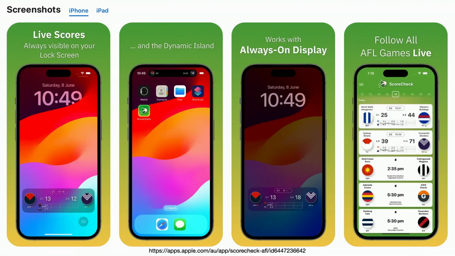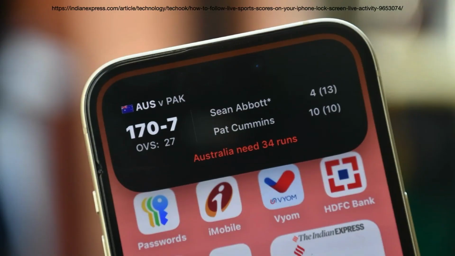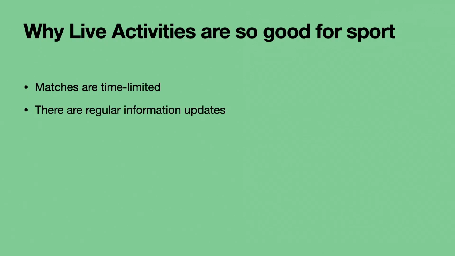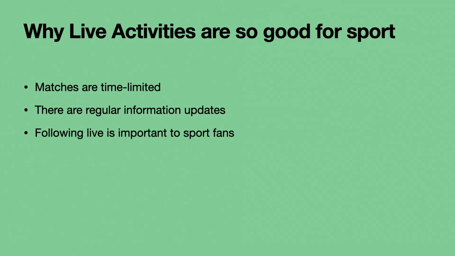There's also ScoreCheck for keeping up with live AFL scores during a match, and then similarly CricBuzz for the same thing but for cricket scores. And so why are live activities so good for sport? Well, matches are time limited. They have a lot of regular updates. And if you're a sport fan, you'll know that following live is super important.